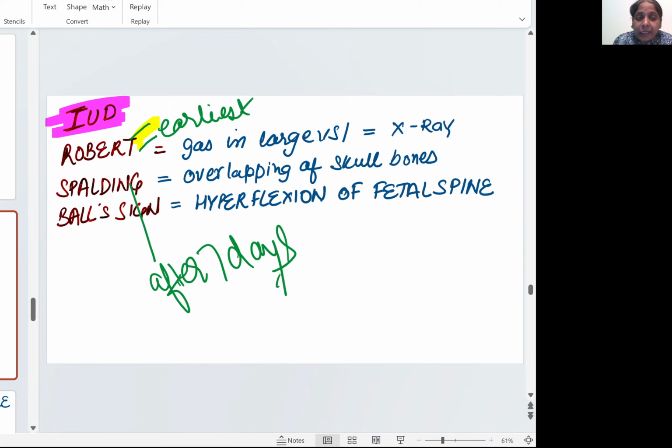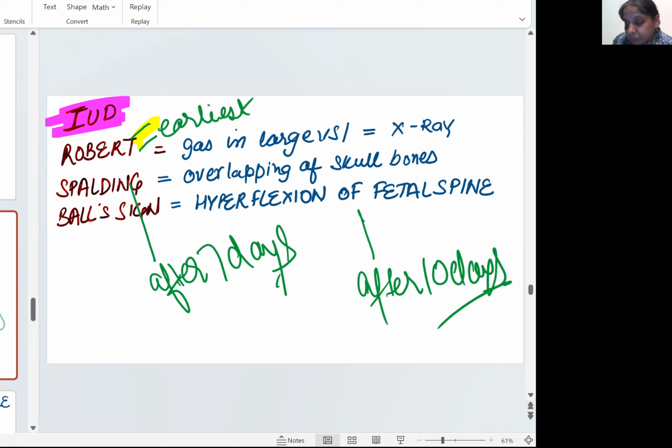What is Ball sign? This is seen after 10 days, the last to come. There is hyperflexion of the fetal spine. Very good. This is known as Ball sign, because all the intestine and all the viscera undergo liquefaction. So there is hyperflexion of the fetal spine. This is also seen on ultrasound.